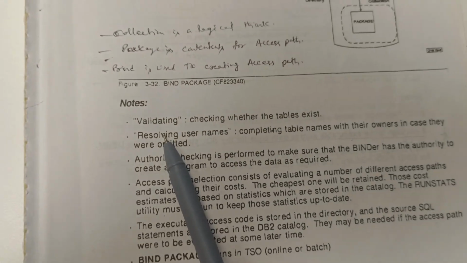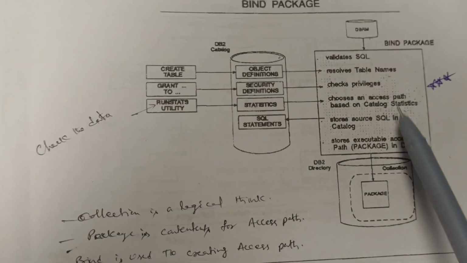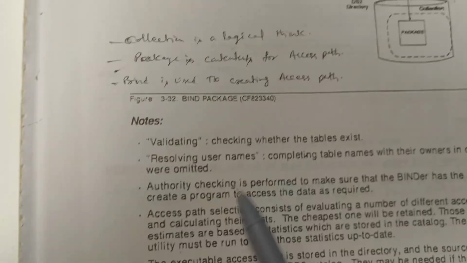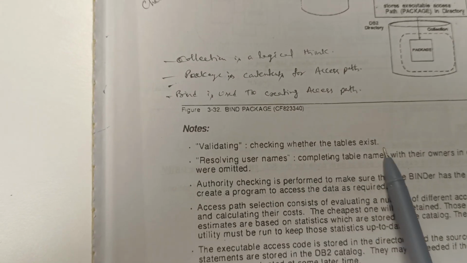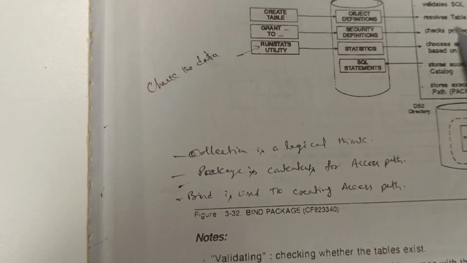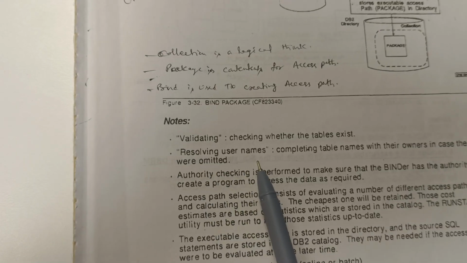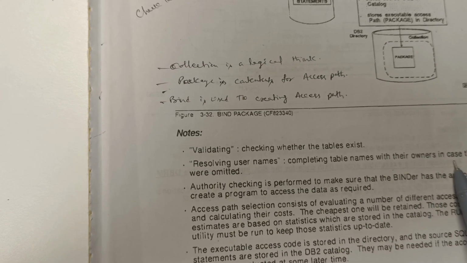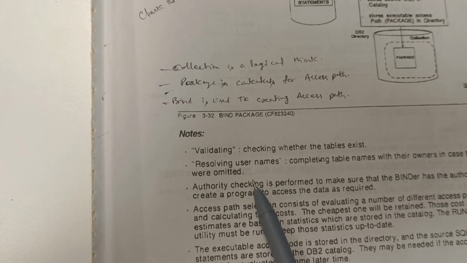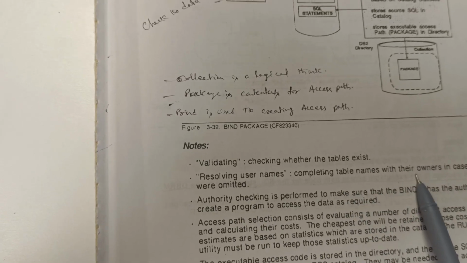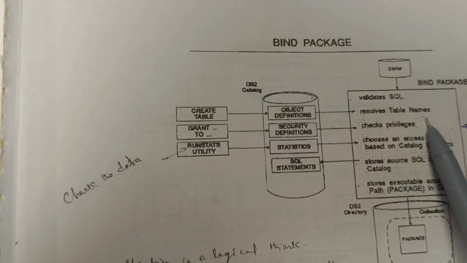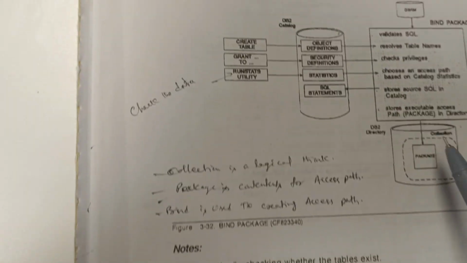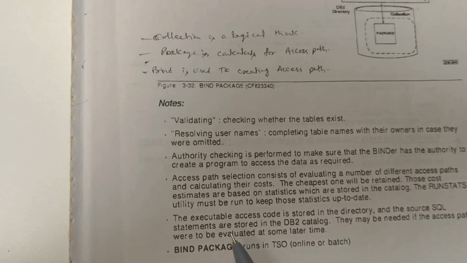These are the checklist items I mentioned, and we will elaborate on each and every point. Validating means checking whether the table exists or not, validating the SQL. Next is resolving the table name, completing the table name with its owner in case it is omitted, checking whether the table name is correct and the owner name is correct. That is called resolving the table name. And authority checking means checking whether the binder is authorized to do the bind.